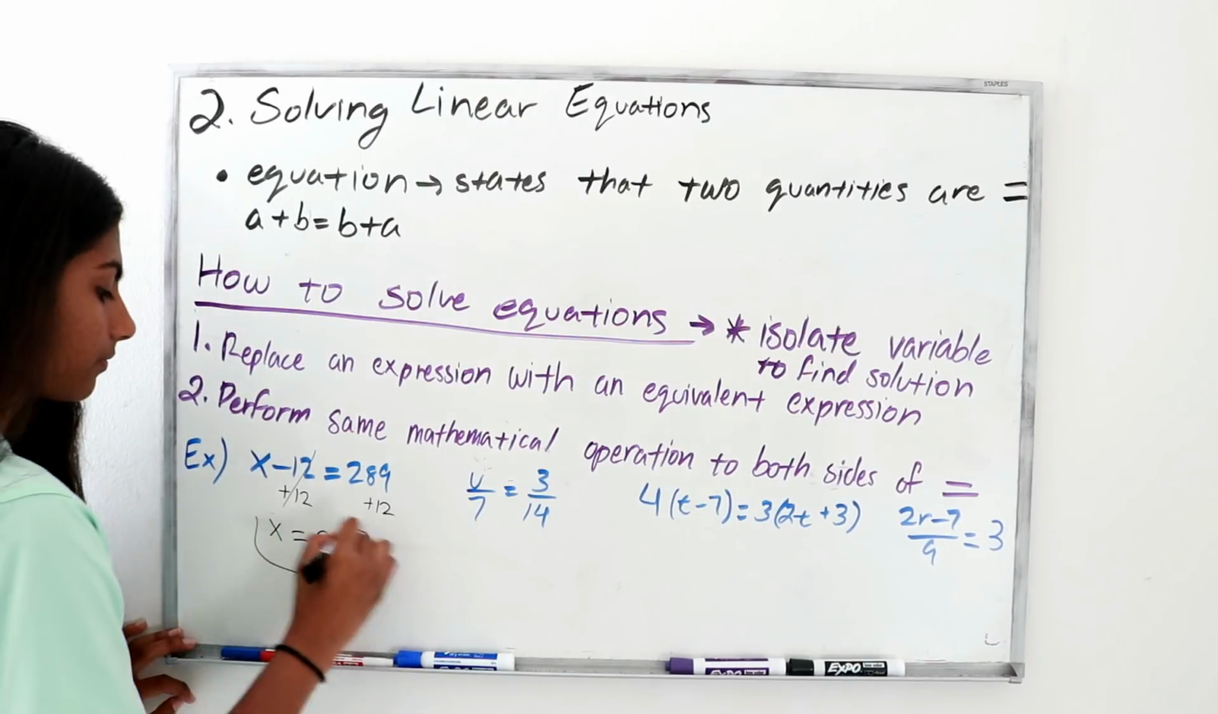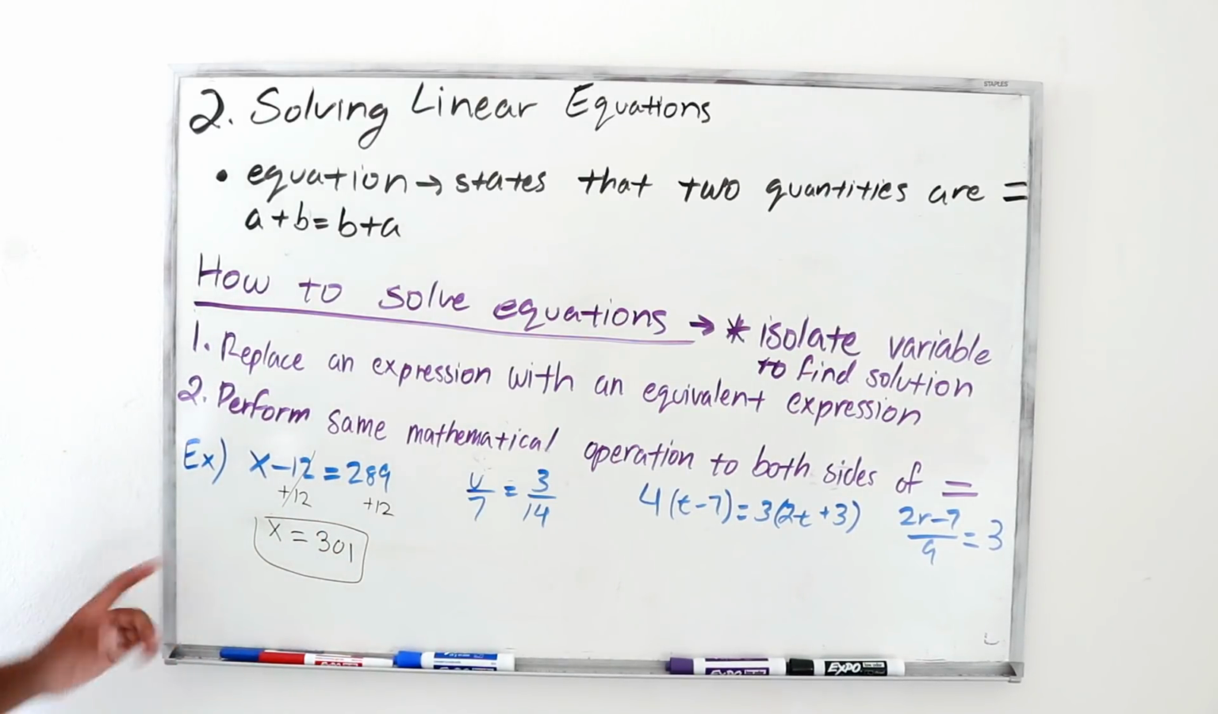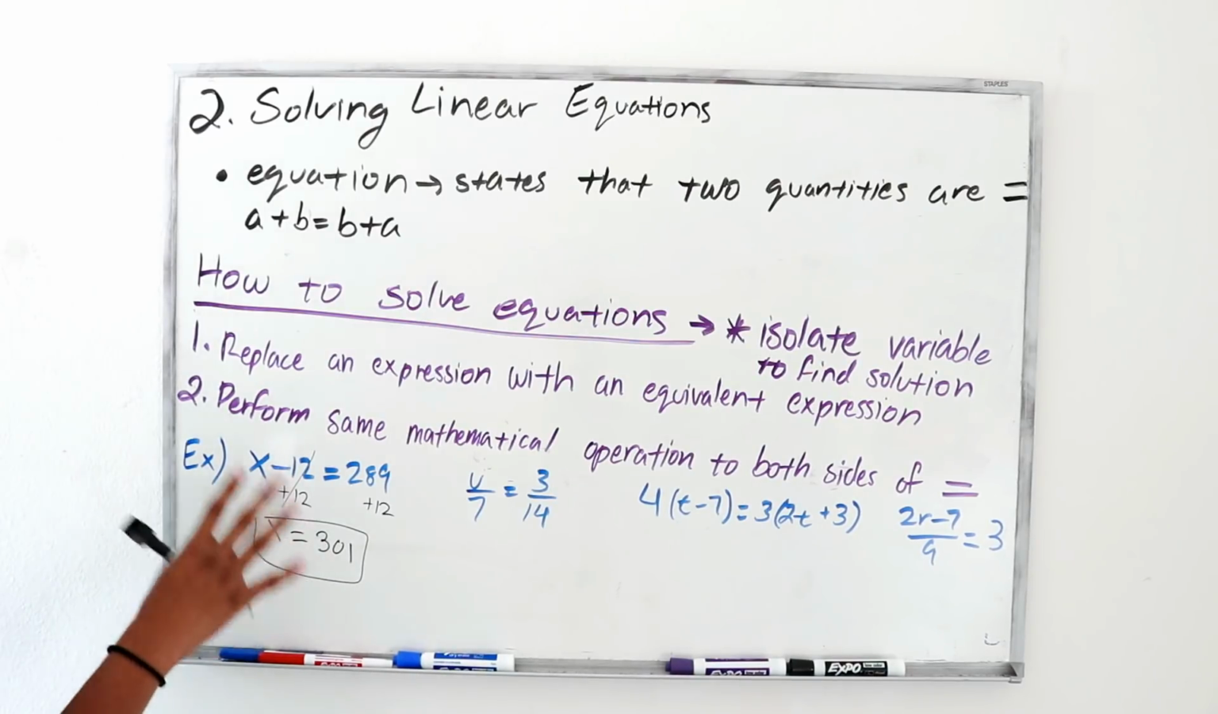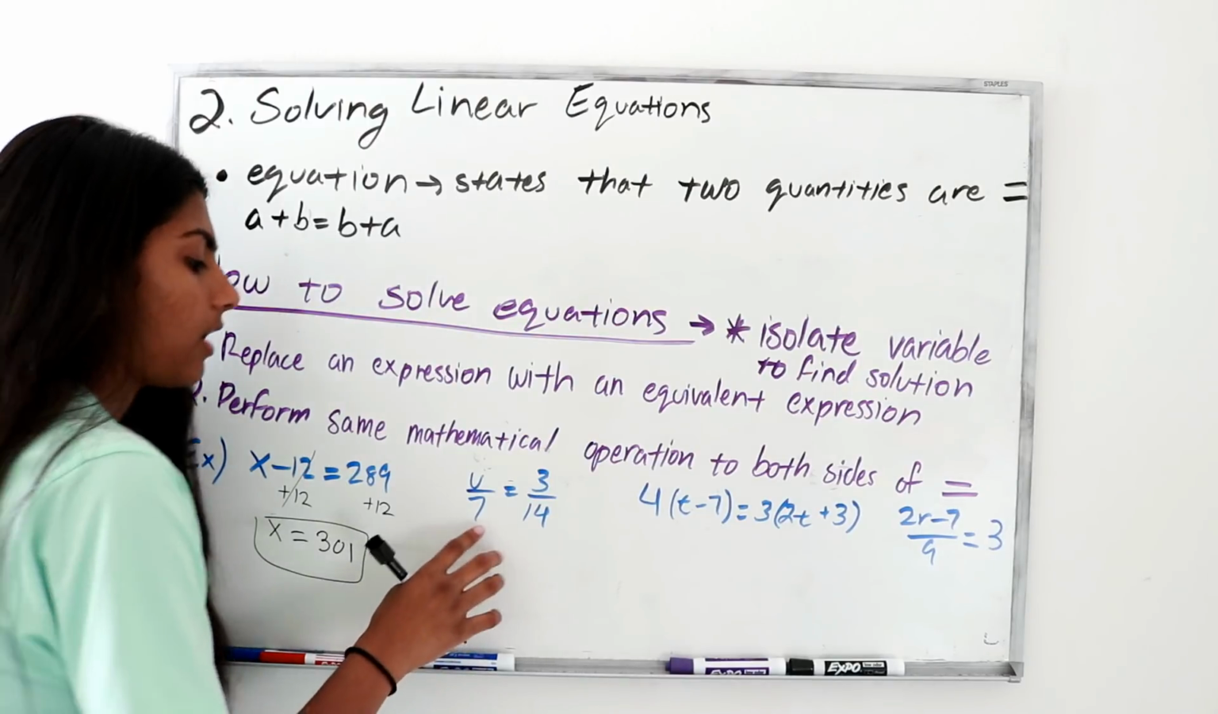And that is our answer. x equals 301. And that's what it means when it says solve. You're trying to find what x equals, or what the variable equals. Now let's look at this example.